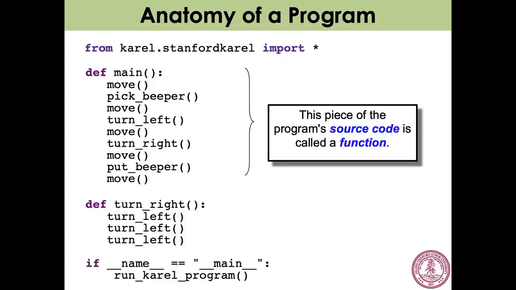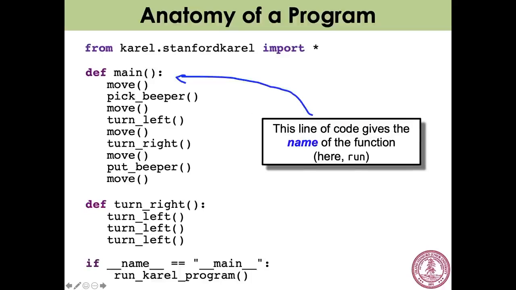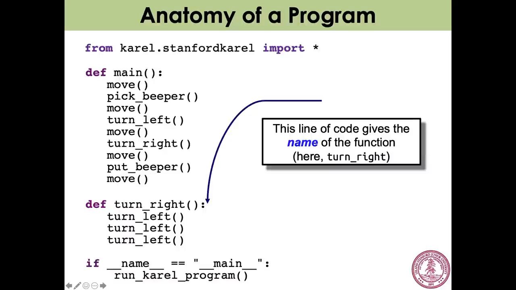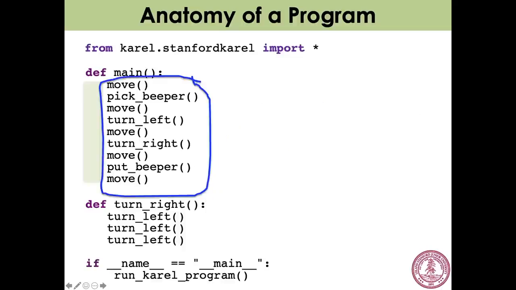Now, some terminology. This whole thing is called source code, and you might have heard coding or code, and it comes from this terminology of source code. This text which defines the program, that's what we refer to as source code. This part is referred to as a function. You know, the main is a function, and we think of it as doing something. This line of code gives the name of the function, and this one's saying that this function's name is main. This line of code gives a name to another function. This is calling it turn right. This is a function, and this is also a function.